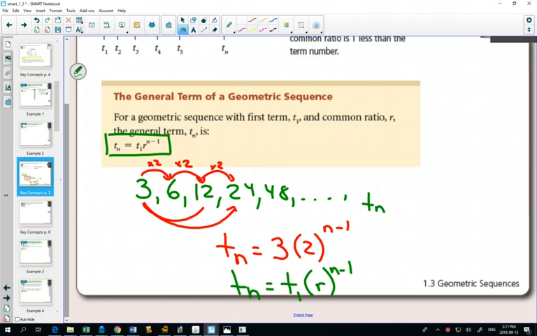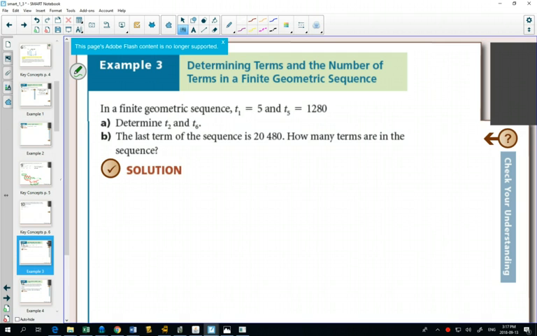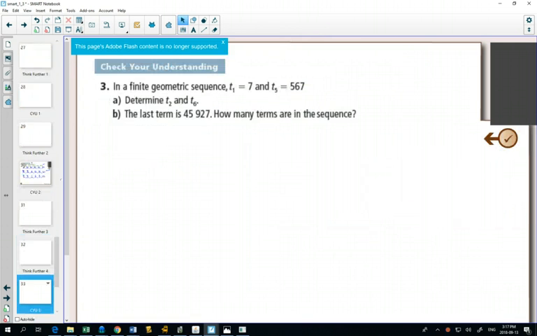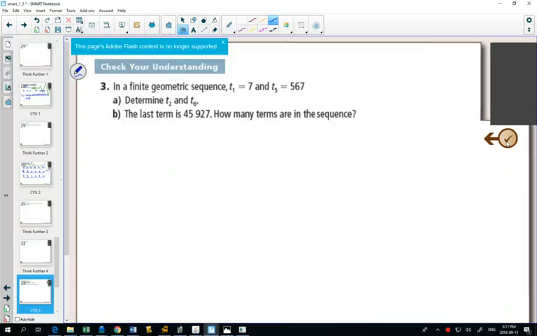And we can use this formula in example 3. So let's do the one off to the side. In a finite geometric sequence, the first term is 7, and the 5th term is 567. We want to find what term 2 is and what term 6 is. So what do we know? We know we start with 7, then we have something, 2, 3, 4, and then we end up with 567.